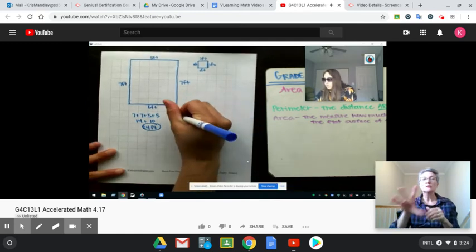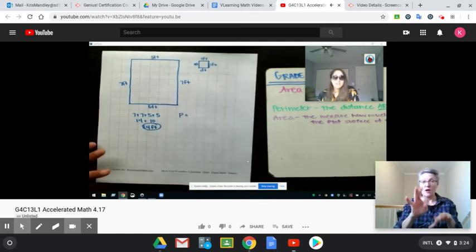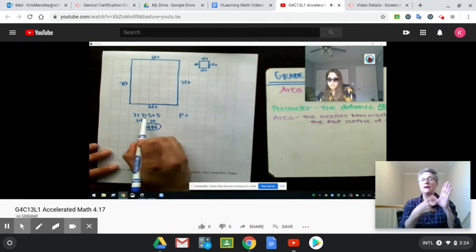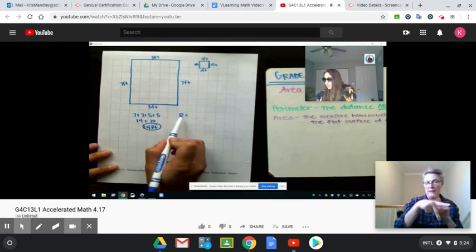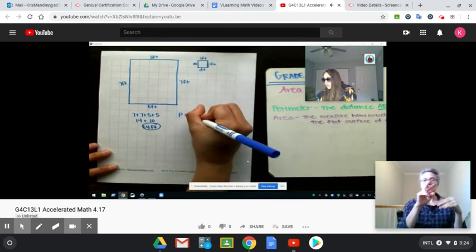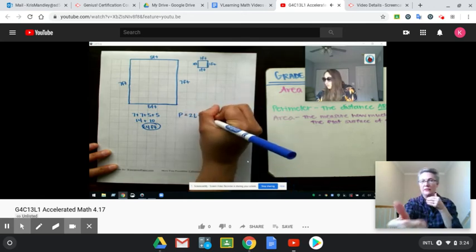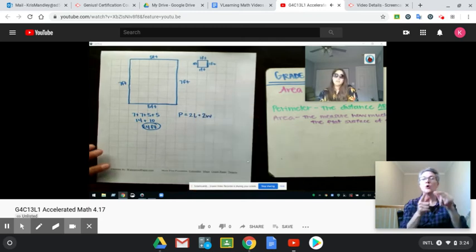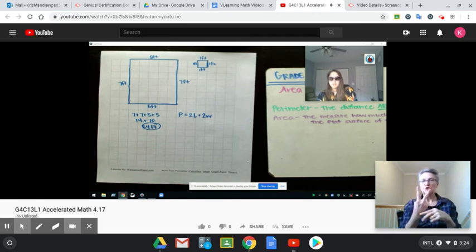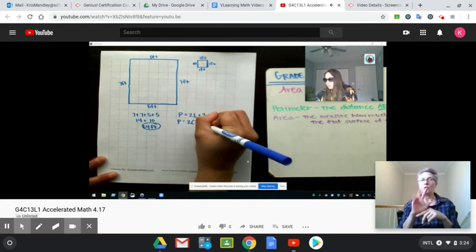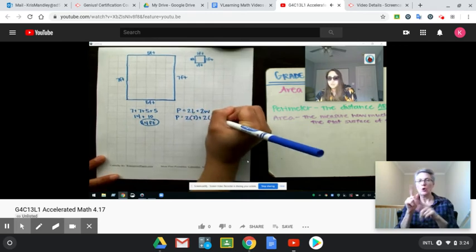So another way that we could find this perimeter would be to use a formula, which we can derive from our example here, right? So P for perimeter equals 2 length, right? Our length times 2 plus our width times 2, right? So 2 length added to 2 width will give us our perimeter. So let's give this a try. So perimeter equals 2 times our length, which is 7, plus 2 times our width, which is 5.